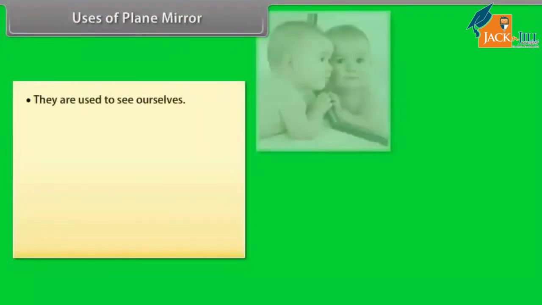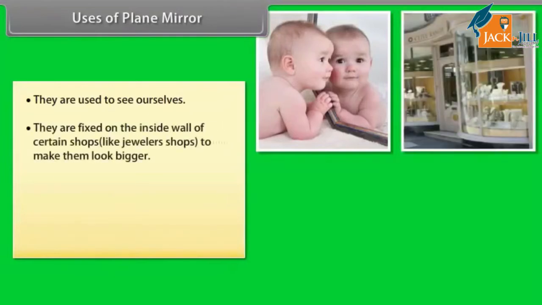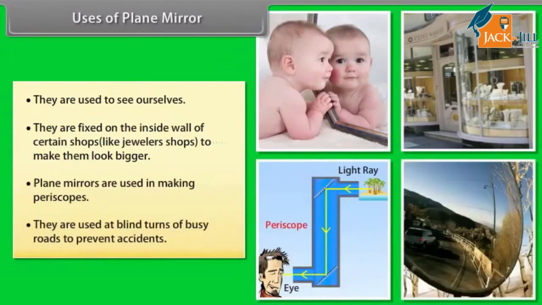Uses of plane mirror. They are used to see ourselves. They are fixed on the inside wall of certain shops like jeweler's shops to make them look bigger. Plane mirrors are used in making periscopes. They are used at blind turns of busy roads to prevent accidents.